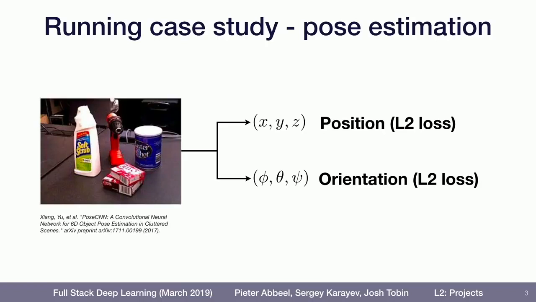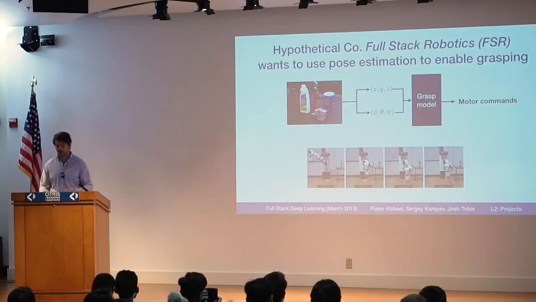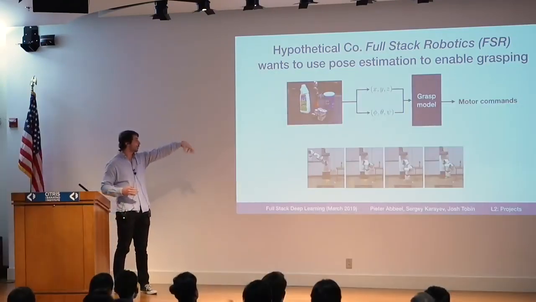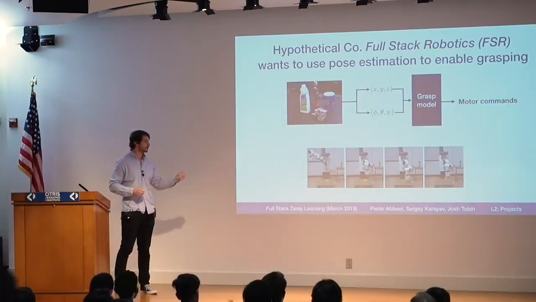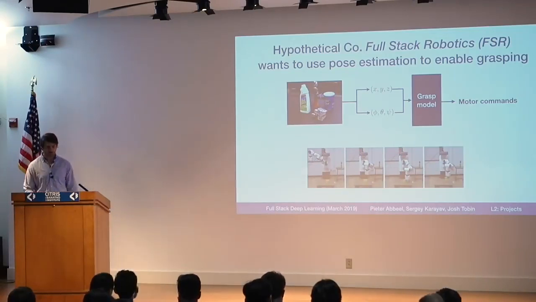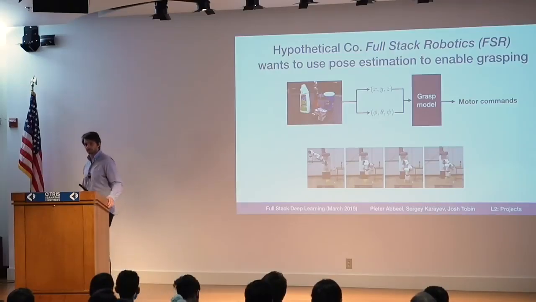And why might we want to do this? Let's say that we're a hypothetical company called Full Stack Robotics. And the reason that we want to train a pose estimation model is because our goal as a company is to do grasping. And so the pose estimation model on the left is going to output the poses of the objects, which are going to be fed into a grasping model. And that grasping model is going to output motor commands to our robot. So hopefully the robot can grasp the object like on the bottom. And this is loosely based on a project that I worked on at OpenAI a year or so ago.